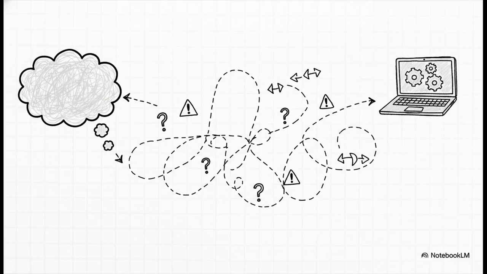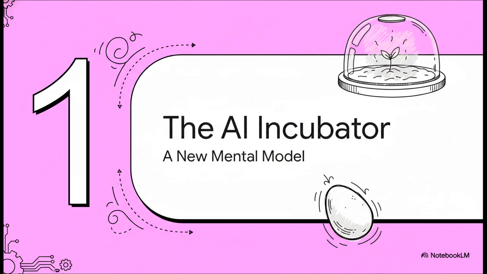It's always full of unknowns, requirements that change on you, all those curveballs. But here's the cool part. This ambiguity is exactly what a new kind of AI tool, what we call a general agent, is built to handle. To really get this, we need a new way of thinking about it, a new mental model. So forget the idea of AI as a vending machine, where you just punch in a command and get code. Instead, I want you to think of it as an AI incubator.